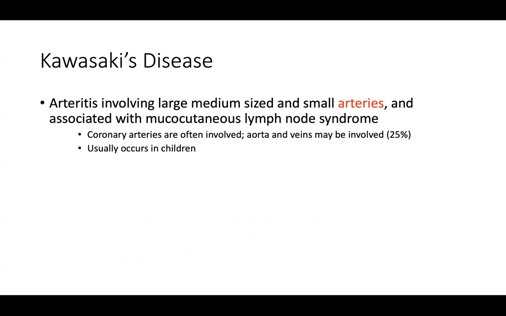Kawasaki's disease is an arteritis involving large to medium-sized and small arteries and associated with mucocutaneous lymph node syndrome. Coronary arteries are often involved. Aorta and veins may also be involved in 25% of cases. This usually occurs in children.